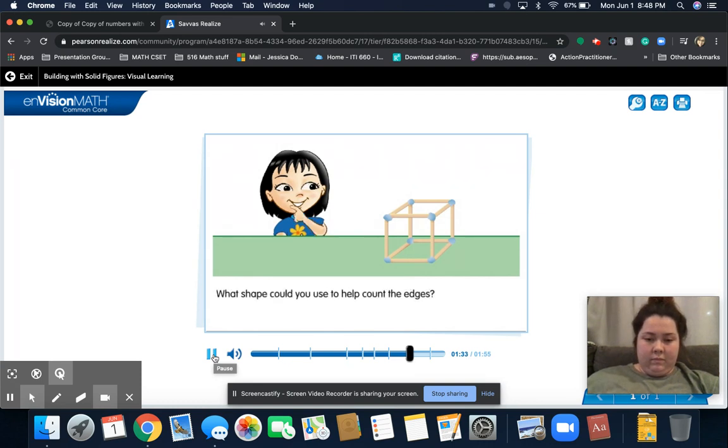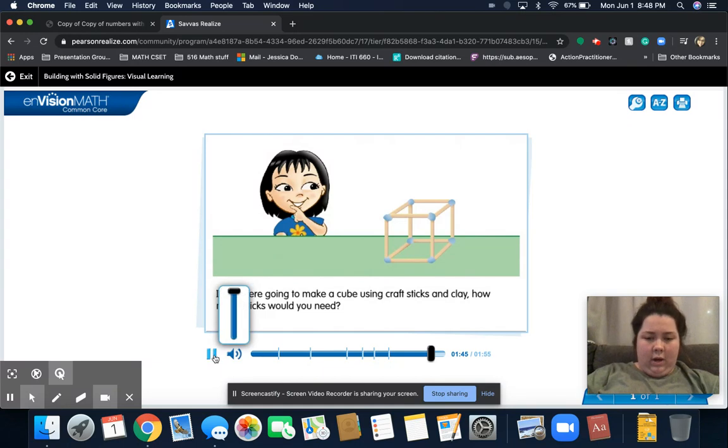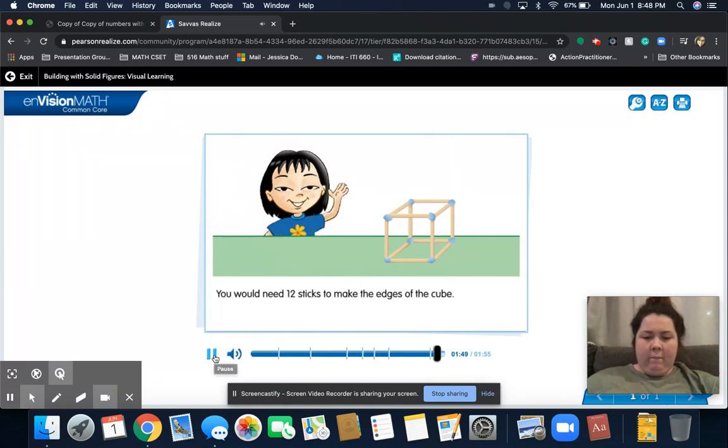What shape could you use to help count the edges? What shape does that look like? You could use the cube to help count the edges. If you were going to make a cube using craft sticks and clay, how many sticks would you need? So, scholars, let's count how many craft sticks they used. 1, 2, 3, 4, 5, 6, 7, 8, 9, 10, 11, 12. You would need 12 sticks to make the edges of the cube.